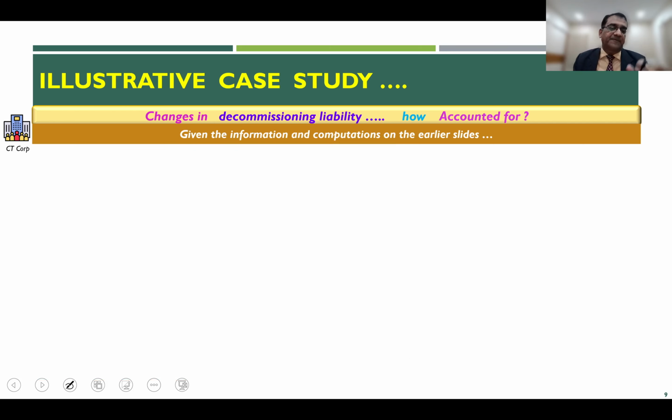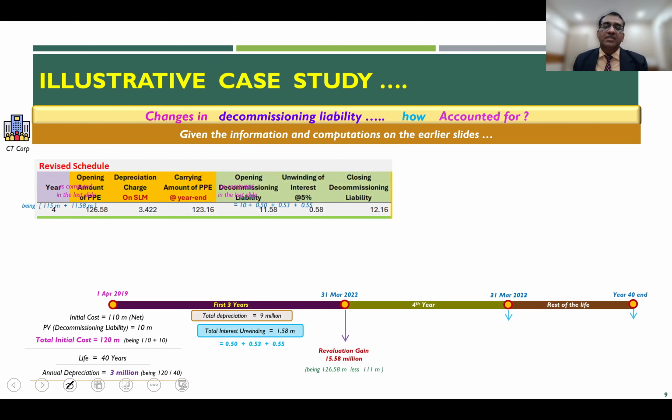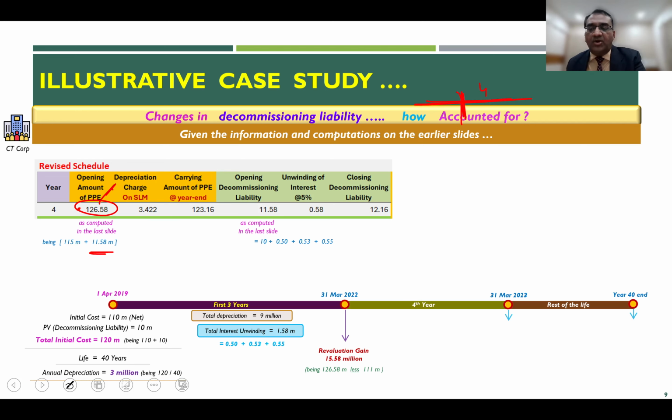Now going next. What happens in year number 4? In year number 4, now your opening PP&E will be 126.58. Why? Because you recorded the journal entry of the revaluation gain, and therefore now, as we computed in the last slide, your opening PP&E will be 126.58. Now of the total 40 years, 3 years are already gone. You are in the 4th year. So this amount of the opening WDV now needs to be amortized and depreciated over 37 years.